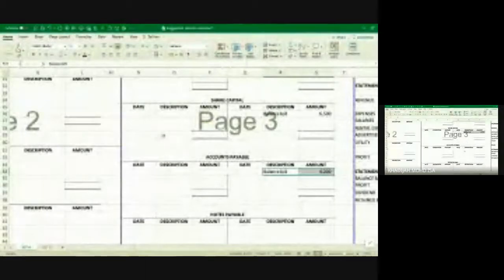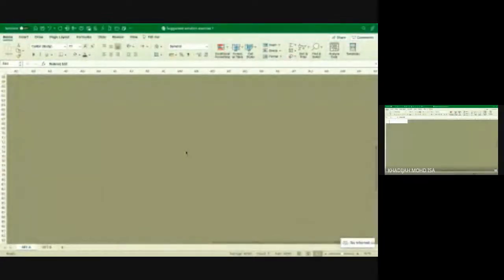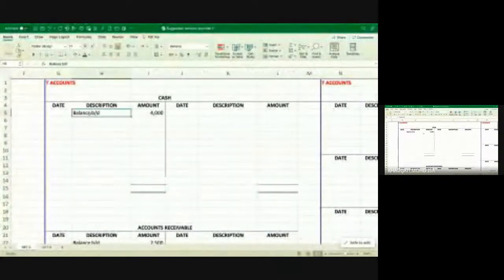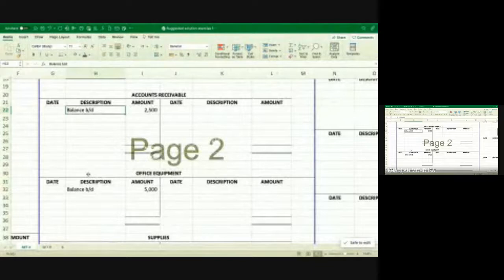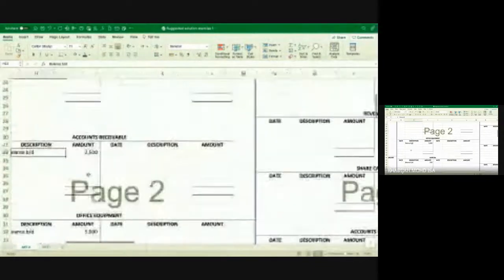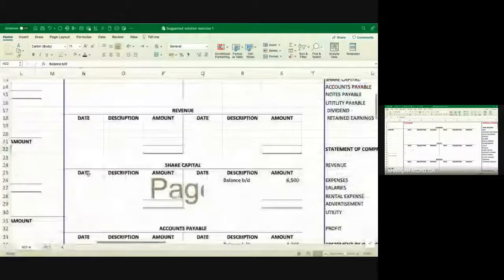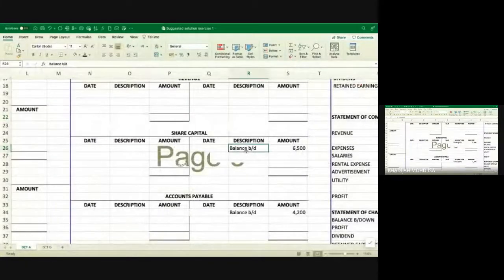So when you have all these balances, you have to be very clear about what is to be debited and what is to be credited. The balance depends on the nature of the accounts. Cash, we have a debit balance. Accounts receivable is an asset, that's why it's a debit balance. Office equipment, debit. Supplies is also a debit, it's an asset. But when it comes to share capital, it's a credit balance, because it's a credit account. And accounts payable similarly is a liability.